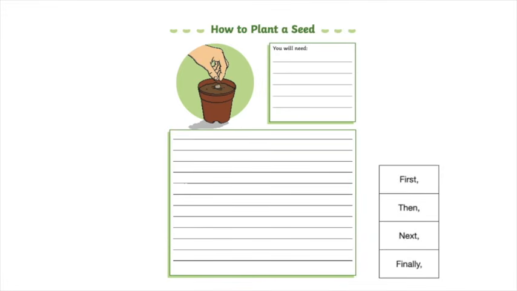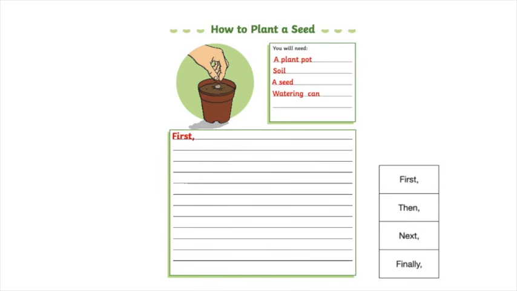On this page, we will write instructions for how to plant a seed. So the first thing we do is write a list of the things you will need. To plant a seed, you will need a plant pot, soil, a seed, watering can. Okay, in these instructions, I have chosen to write the words for our sequence.